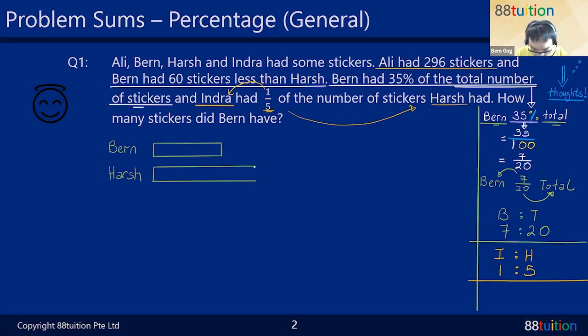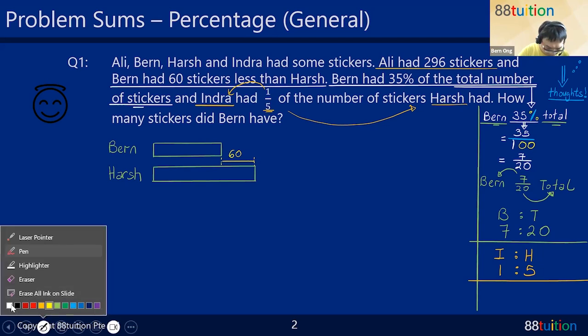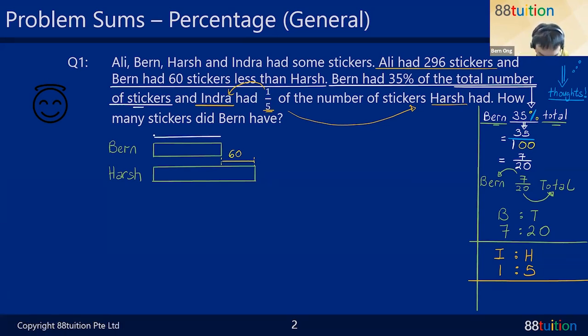Okay, so I read the question from top down. I don't jump out my thoughts. I don't purposely start from the back. I just start from the top down. And we know that Burn has less than Hush. Where is the less? Down here to down here is the 60 less. Then what happened? Burn had 35% of the total. So 35% of the total means that this whole thing represents 35%. That means the total is at 100%.